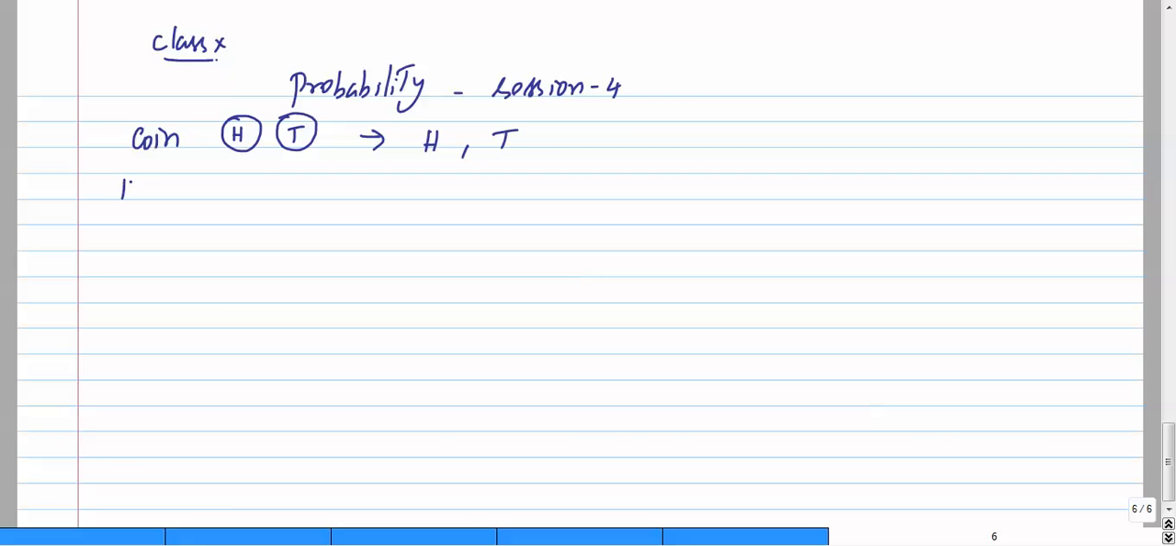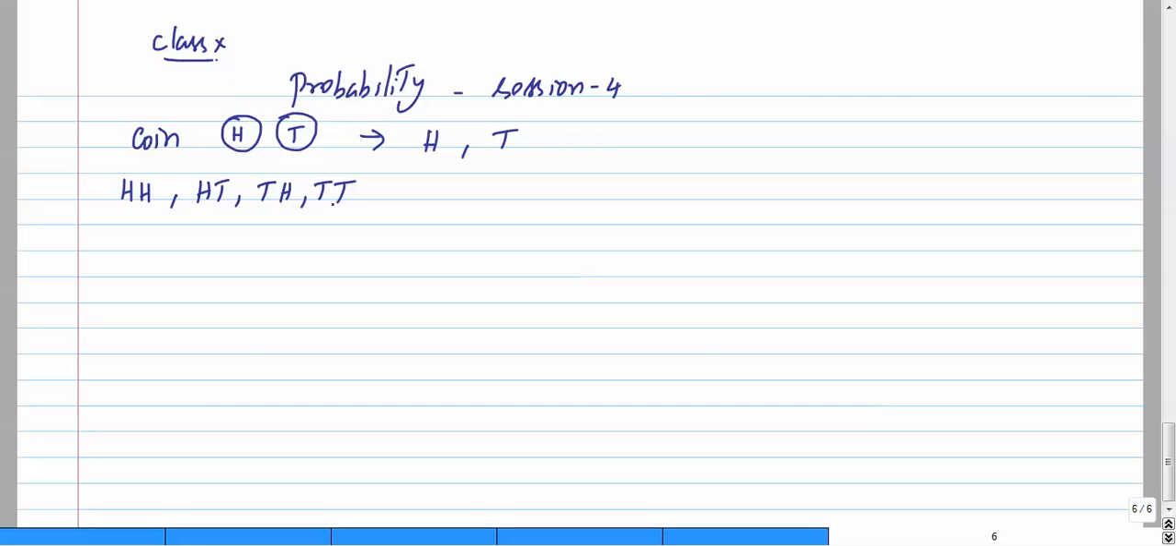We are going to get HH, which means head in the first, head in the second, HT, TH, TT. Are we clear about this? So there may be a case where both are heads, or one is head and one is tail. I should say the first is head, second is tail, or the first is tail, the second is head, and the fourth case where both are tails.